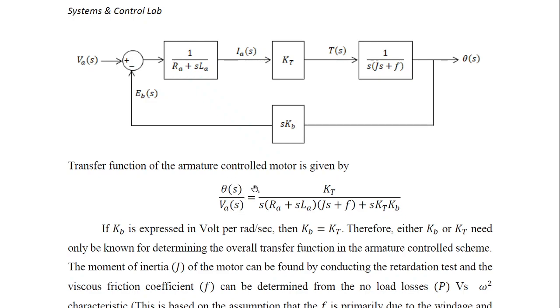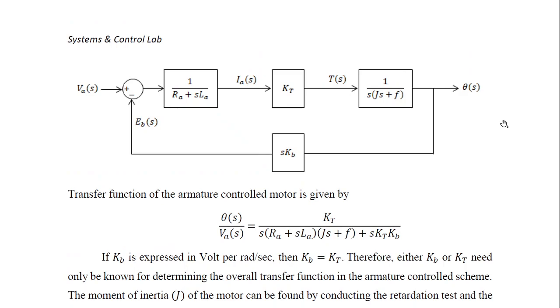Okay, so that you can write theta of S by VA of S, that is nothing but the transfer function of armature controlled motor, where theta of S is our output and VA of S is our armature voltage, that is taken as the input. So you can substitute for all these Kt, Ra, La, J, F, Kt, Kb. So this is our aim of this experiment.